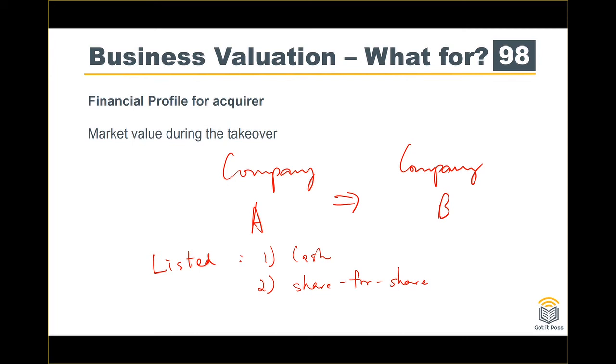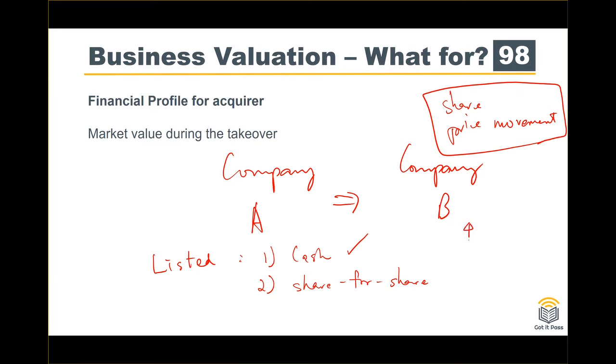What will the market value or the share price movement be? For example, if there is a cash offer to company B, maybe the market accepts the cash price as good, then company B's share price will increase, right?